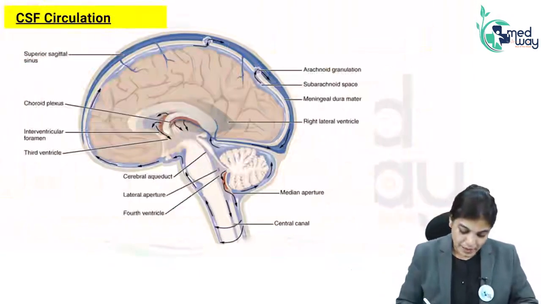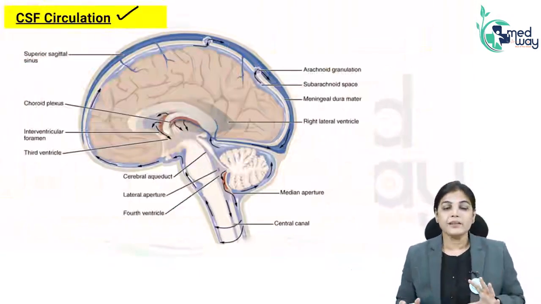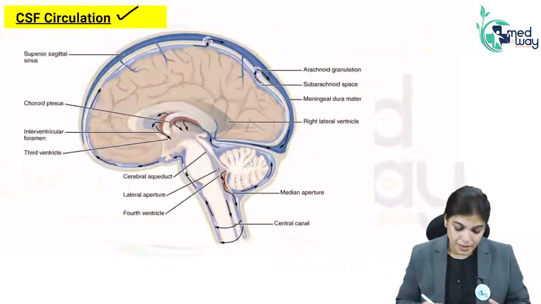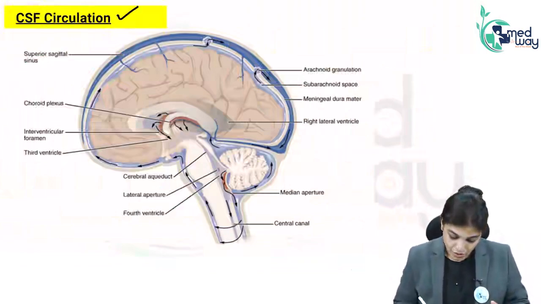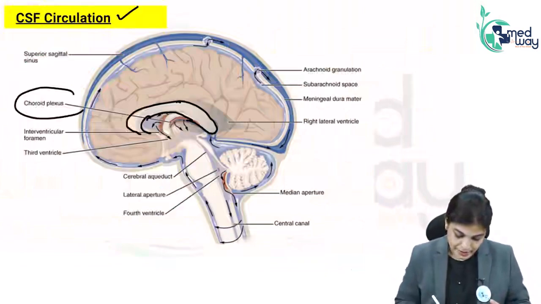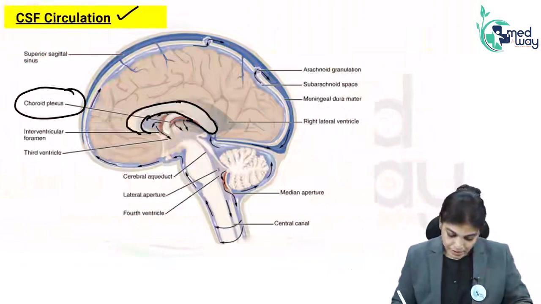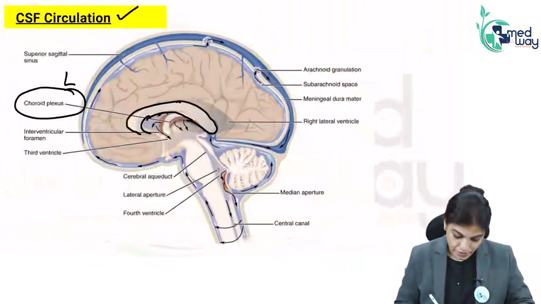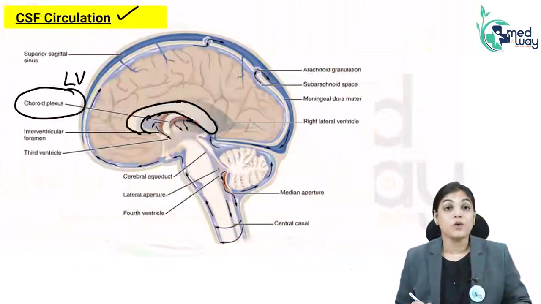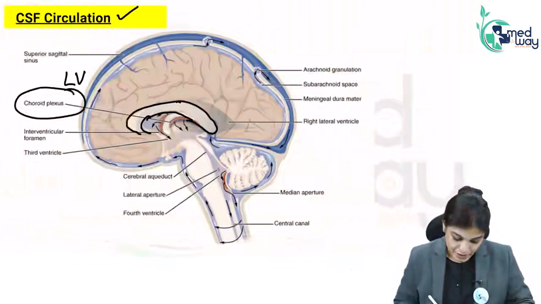If we talk about CSF, mainly it is formed by the lateral ventricle choroid plexus. You can see this is the corpus callosum, and just below the corpus callosum there is a choroid plexus of the lateral ventricle, which will lead to the formation of the maximum amount of CSF, from the interventricular foramen of Monro.